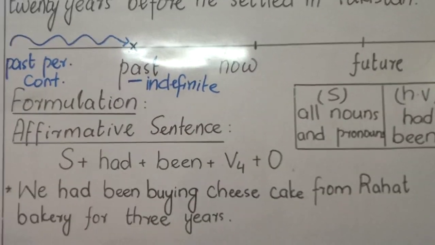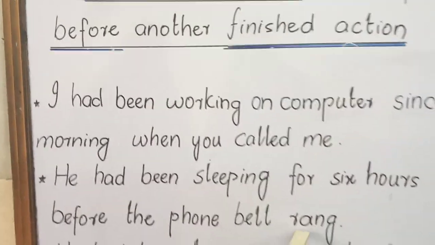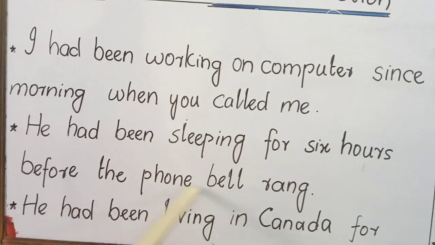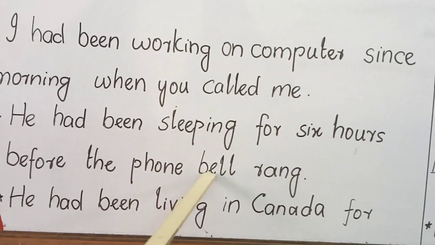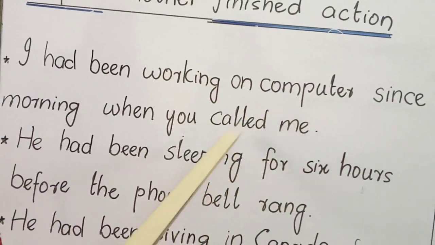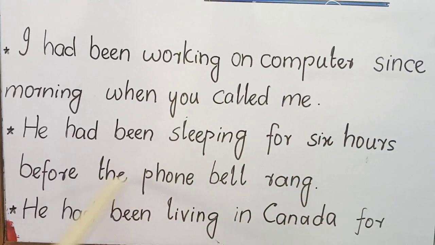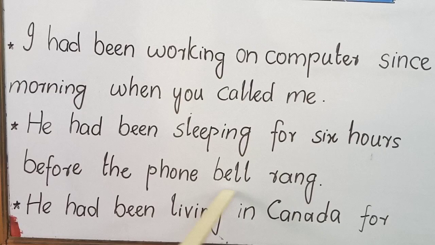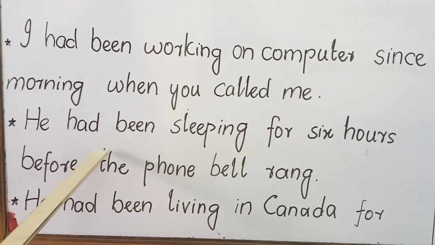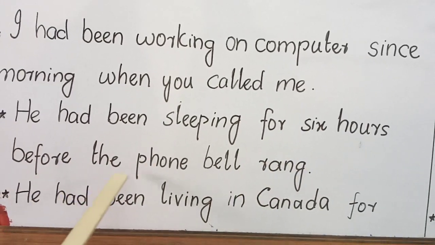Look at the next example. He had been sleeping for 6 hours before the phone bell rang. So there is a past action, that is phone bell rang. But before this past action, there was a continuous action that he had been sleeping. And he had been sleeping for 6 hours. Means before this action for 6 hours, he was continuously sleeping.